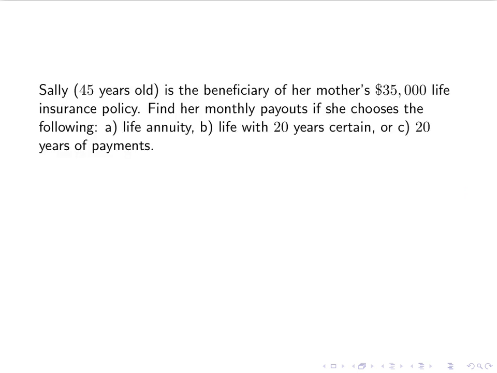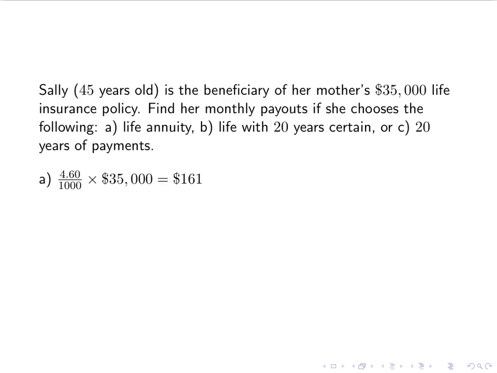Sally, who's 45 years old, is a beneficiary of her mother's $35,000 life insurance policy. Find her monthly payouts if she chooses the following: A, a life annuity, B, life with 20 years certain, or C, 20 years of payments. So for A, life annuity, make sure we're looking at female 45, so that's the first column, and we want life annuity, so that is options 3 and 4, and you should be seeing a $4.60 there. Again, we're going to divide by 1,000, multiply by the face value of the policy, which is $35,000. The thousands cancel, and we're left with $161. So she'd get a monthly payment of $161 for the rest of her life.